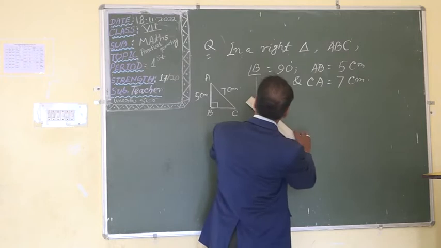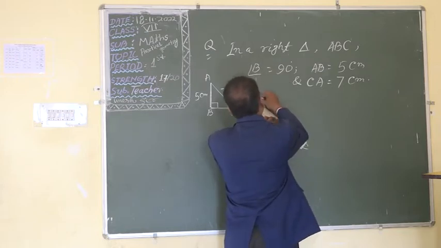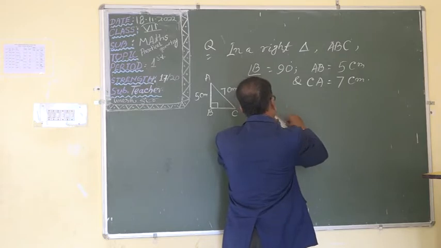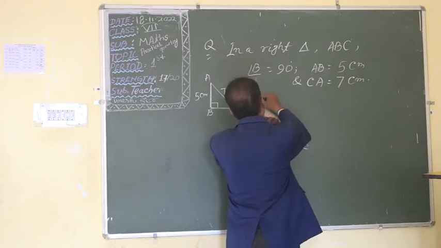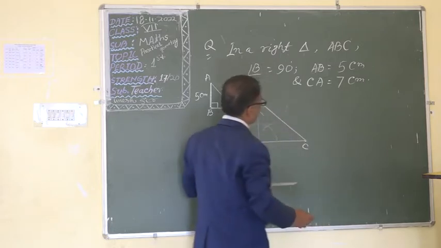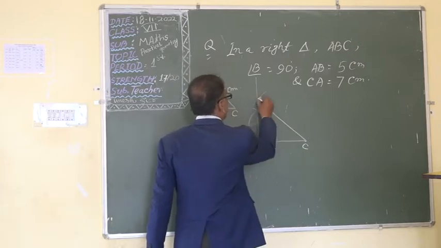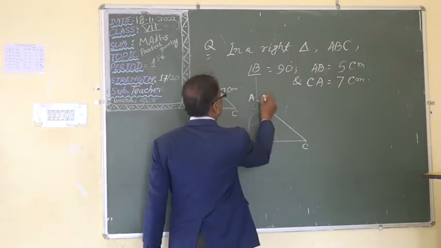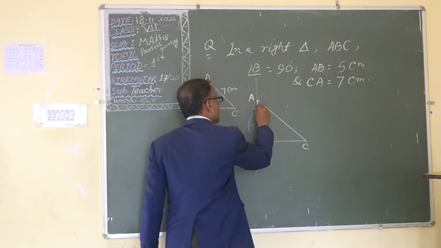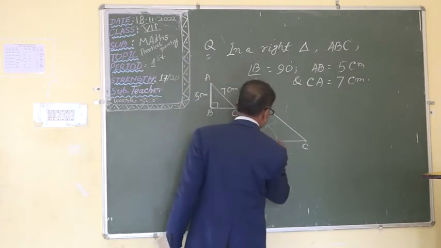Now, from here to here, how much is this length? 7 centimeter. I measured it, I took the measurement from the scale. So this is your CA, this is your point A, this is the perpendicular line, and this is your base BC.